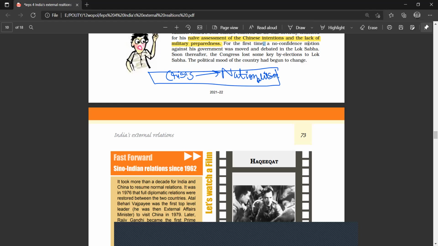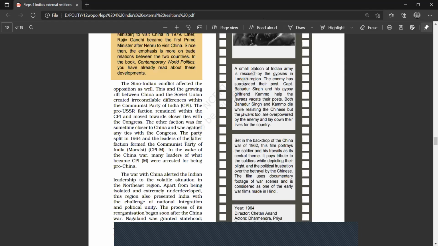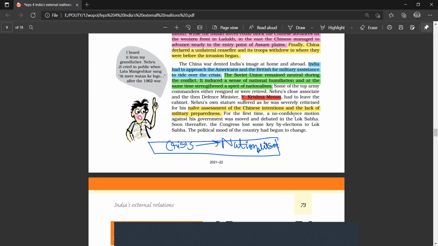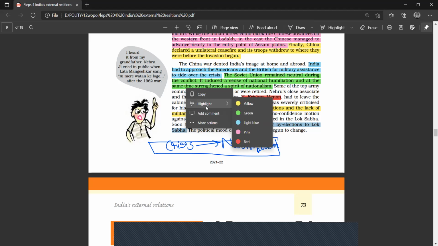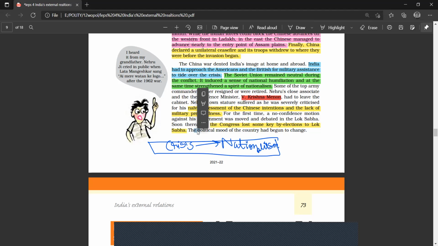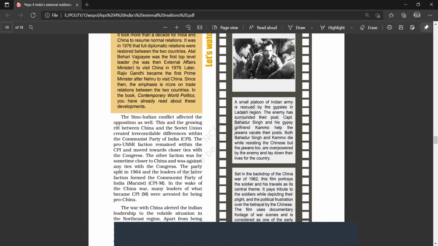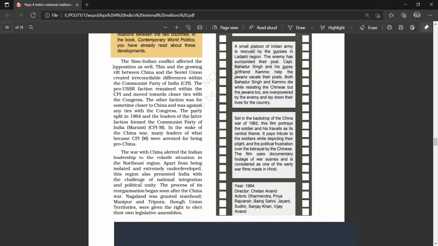For the first time, a no confidence motion against the government was moved and debated in Lok Sabha. Soon thereafter, the Congress lost some key by-elections to Lok Sabha. The political mood of the country had begun to change. So we can understand that people were starting to understand why it happened and who was responsible, and they weren't happy with this. The Sino-Indian conflict affected the opposition as well.